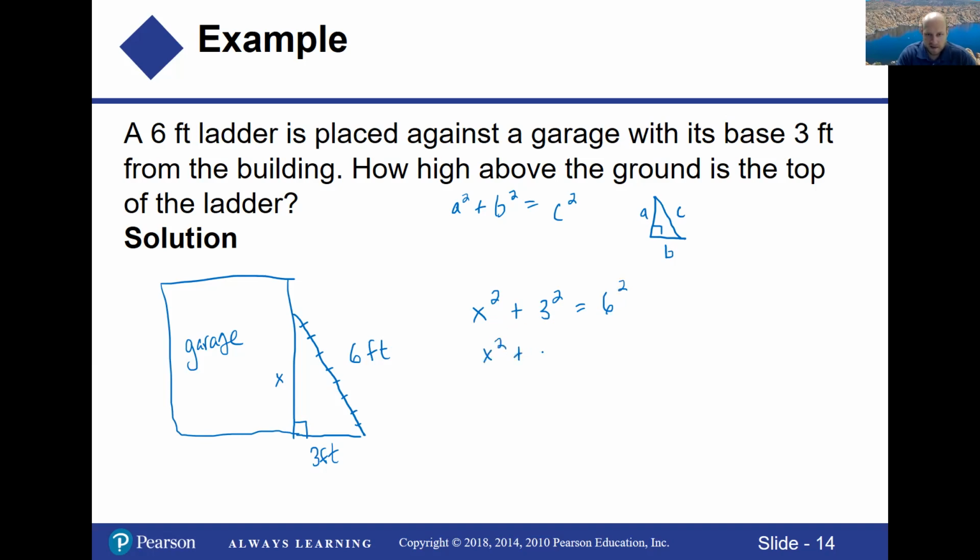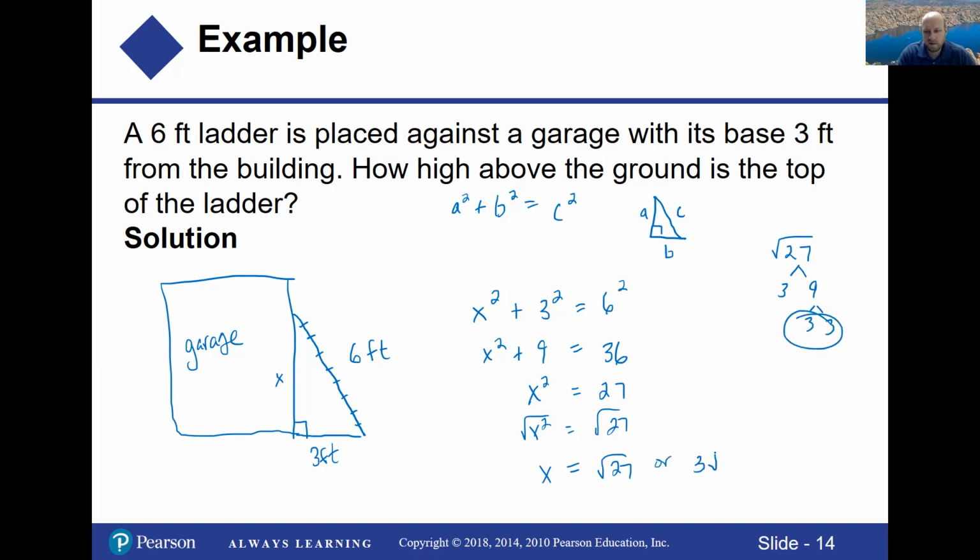Let's square all those things. So we have x squared plus 9 equals 36. Subtract the 9 to get 27, and then take the square root of both sides. So x equals the square root of 27. We can break this up, remember, we're looking for pairs. We have two 3s, I can take that out, and I have 1 left over on the inside. So it's 3 square root of 3.